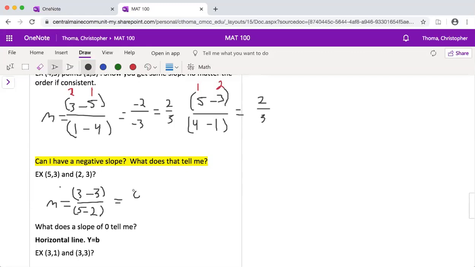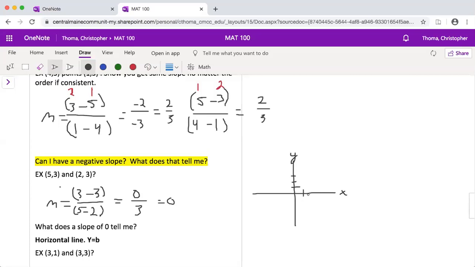3 minus 3 is 0. 5 minus 2 is 3. Uh-oh, we have a 0 on the top. Well, 0 divided by anything is just 0. So my slope is 0. So what does that mean? Well, it means I'm not going anywhere. I'm not going up and down, right? Because that was my zero on top. No rise over run.